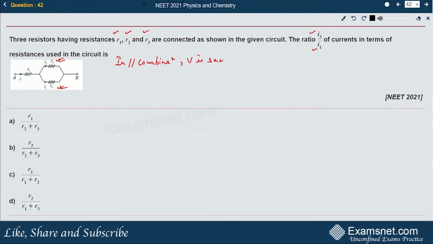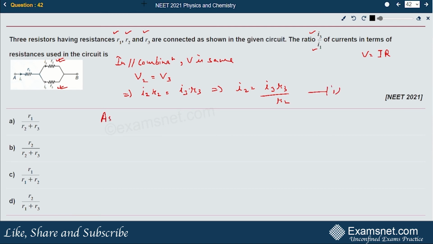And we know that in case of parallel combination, the potential difference across the resistances is same. So we can write here that the potential difference across R2 is equal to the potential difference across R3. Potential is equal to the product of current and resistance. So here V2 will be equal to I2 into R2, and that will be equal to I3 into R3. So what will be the value of I2? It will be equal to I3 into R3 divided by R2, and this is equation 1.